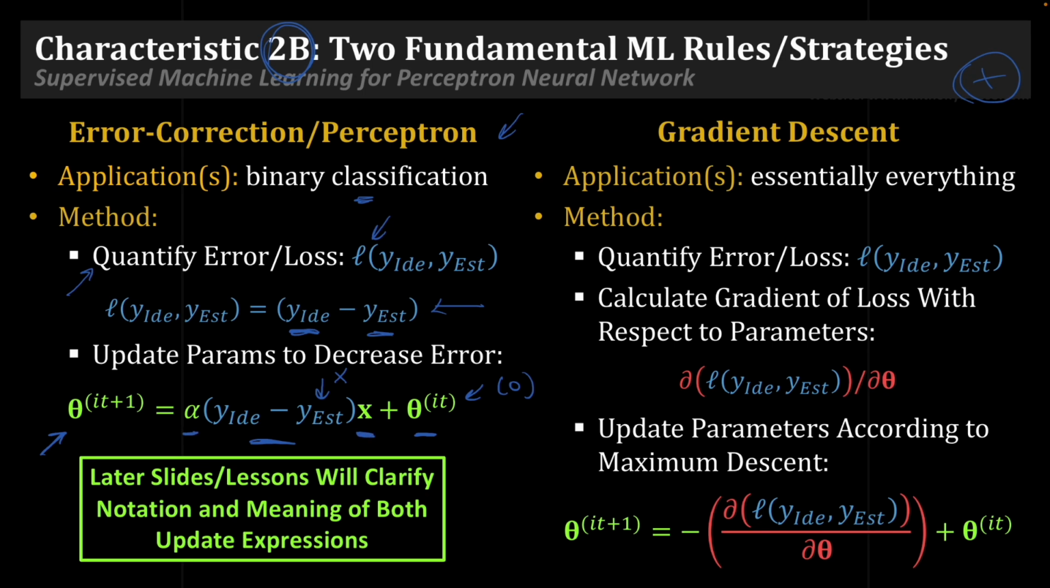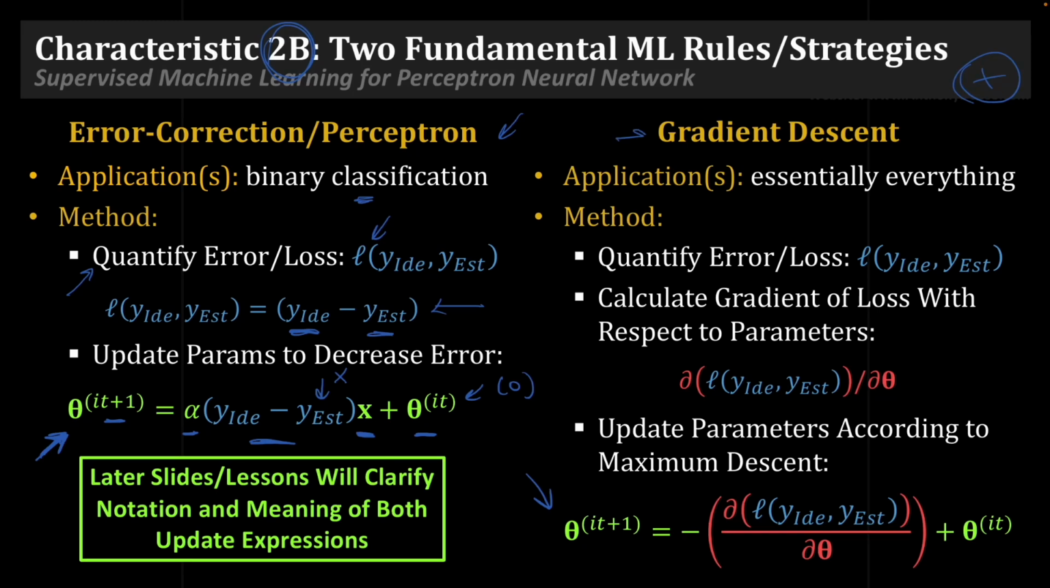This represents the machine learning rate. We'll discuss that more later. And then all those values together, the product and the sum, generate the parameter array for the next iteration, so iteration t plus 1. Now, in later slides and lessons, we're going to clarify this notation and the meaning of both of the update expressions, this one and the one to the right. So we'll just consider this to be an intro.